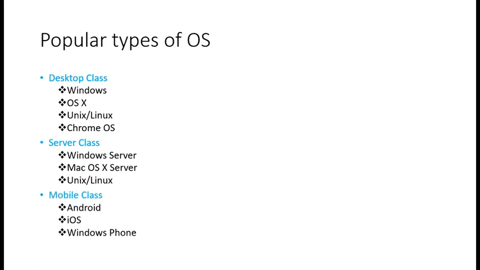Popular operating systems for the desktop are Windows, OS X, and Linux or Unix or Chrome OS, and we also have the Mac operating system. For the server we have Windows Server, Linux Server, and Mac Server. For mobile operating systems we have Android, iOS, and Windows Phone.